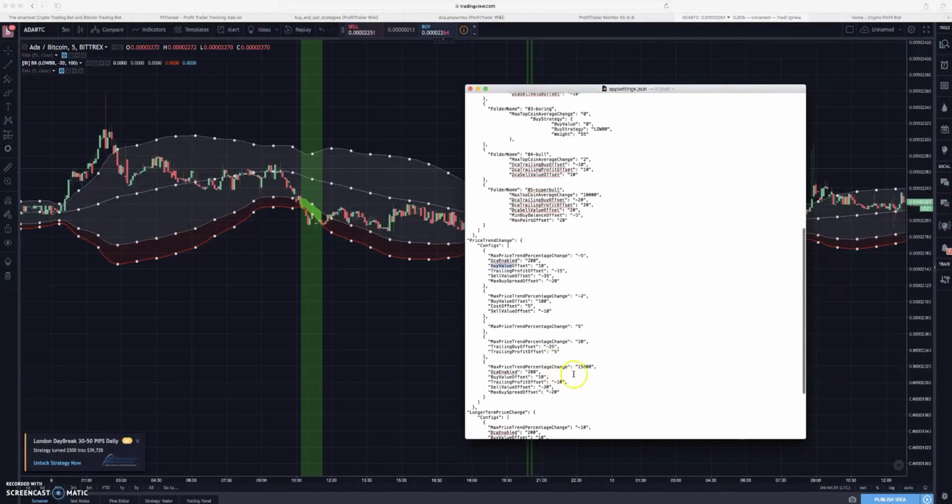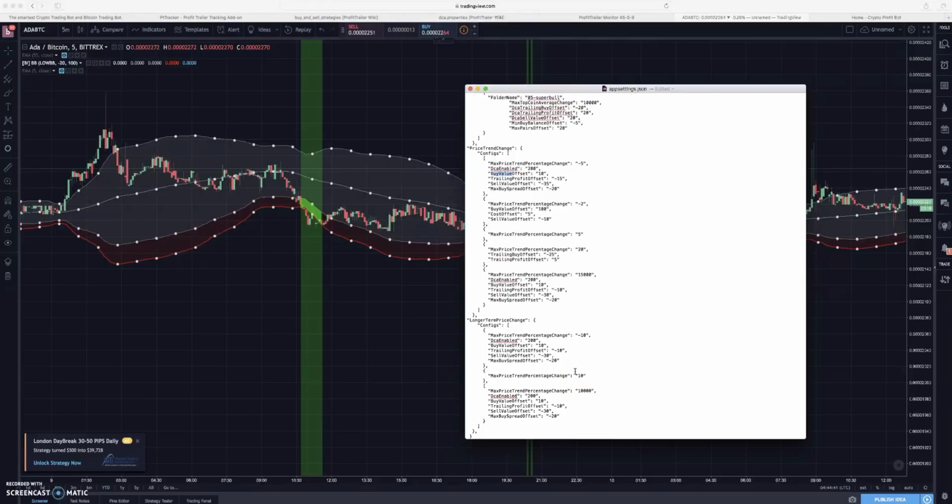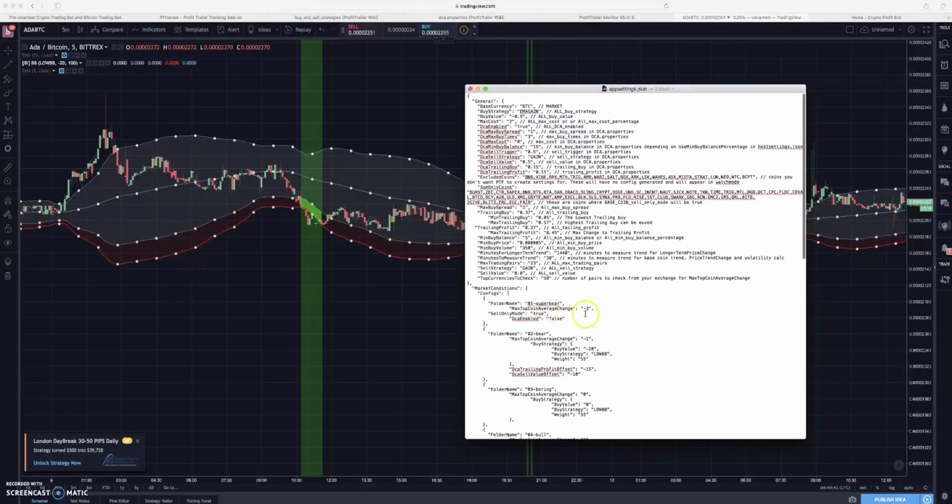So with that said, guys, that's basically the overview of my settings and how each of them work. If you need any more clarification, leave a comment below and I'll do my best to answer.